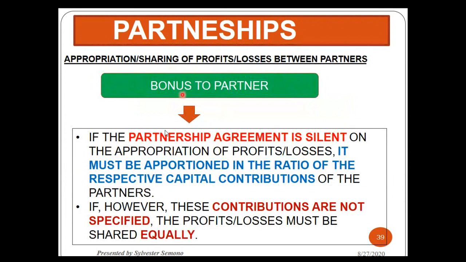Now, let's talk about the profit sharing. Okay, ignore this bonus to the partner. So, remember, the profit sharing can either be according to the ratios. The question will always tell you. Sometimes they tell you about how to divide this particular amount of money. Okay, so it means we need to make sure that we check the partnership agreement. If the partnership agreement is silent on the appropriation of the profit, we need to appropriate according to the capital contributions. Okay, but if, however, these contributions are not specified, the profit and losses must be shared equally.